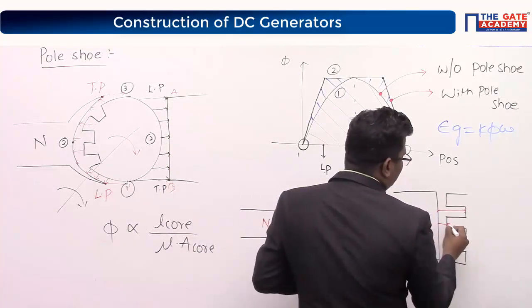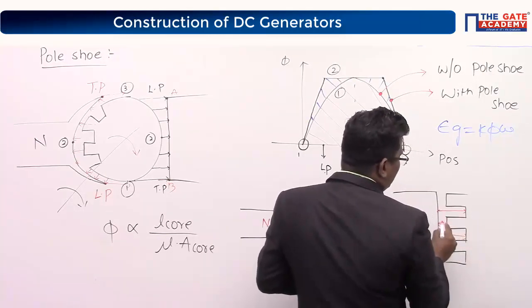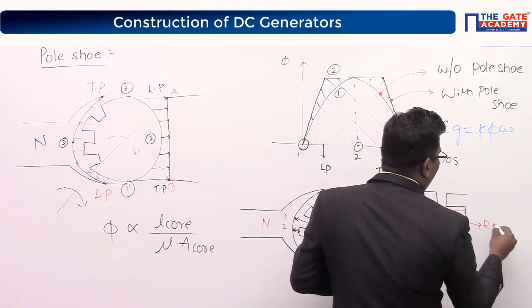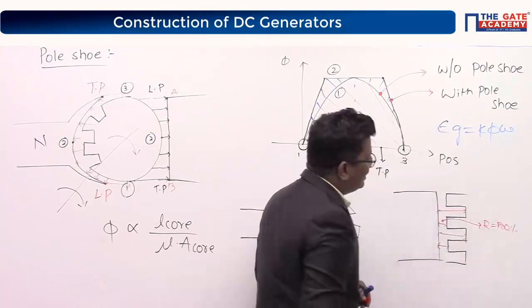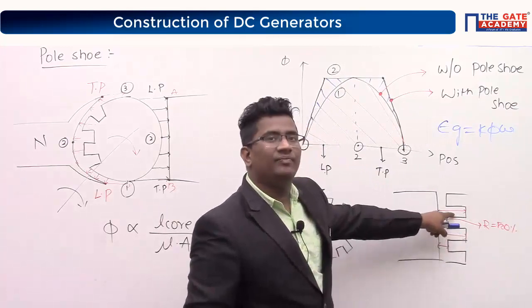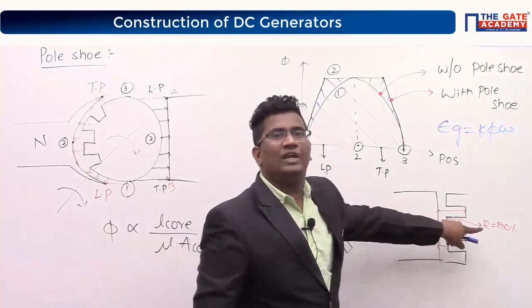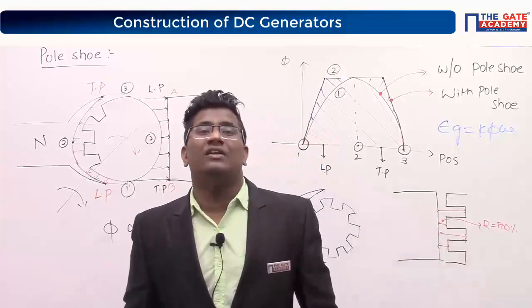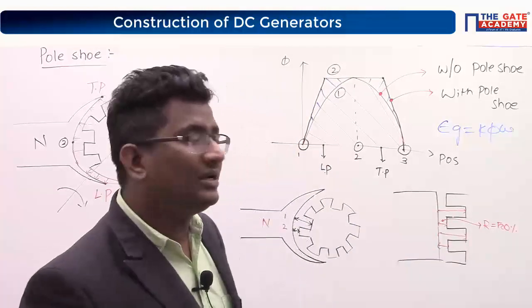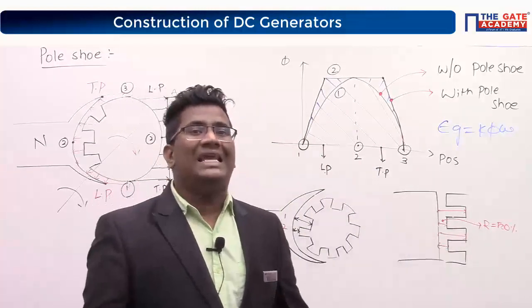This is a slot. This is teeth. Suppose this one is having a reluctance of, let us say, 50%. Then tell me what is the reluctance offered by this region? Is it less than 50% or more than 50% or equal to 50%? This region, is it occupying more area or less area?